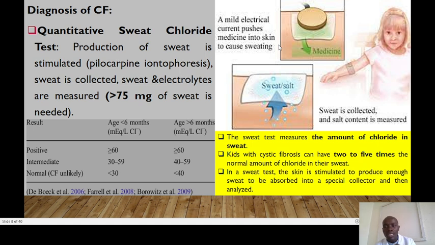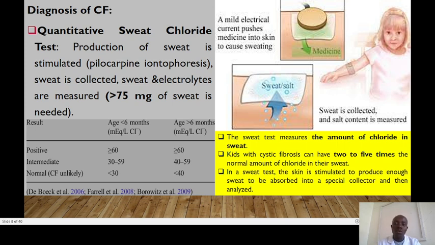If you want to diagnose this condition, you normally carry out what we refer to as the quantitative sweat chloride test. A mild electrical current will push the medicine into the skin to cause some sweating. Then the sweat is collected and the salt content is measured. When it's measured, we are interested in the chloride in the sweat. You find kids with cystic fibrosis are likely to have 2 to 5 times the normal amount of chloride in their sweat, okay?